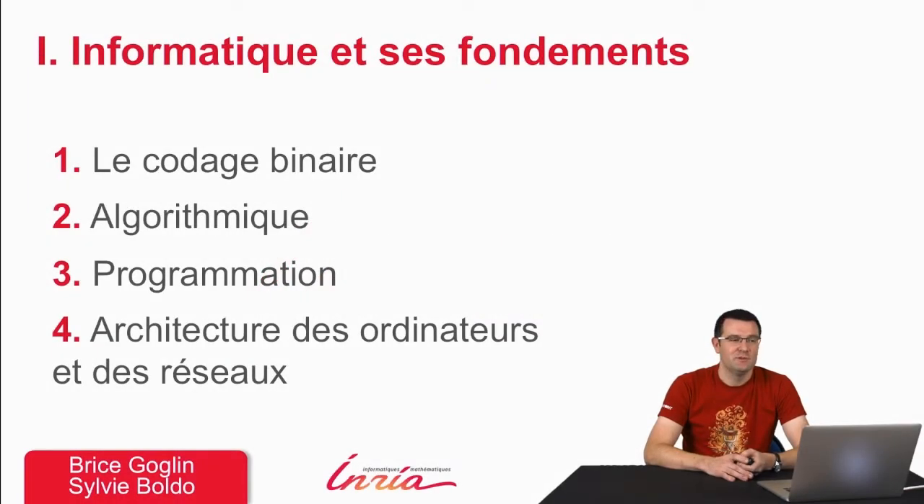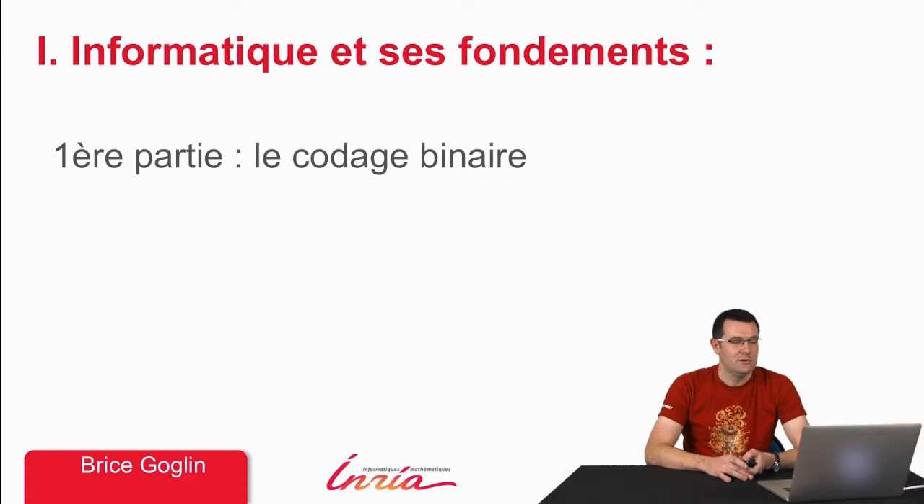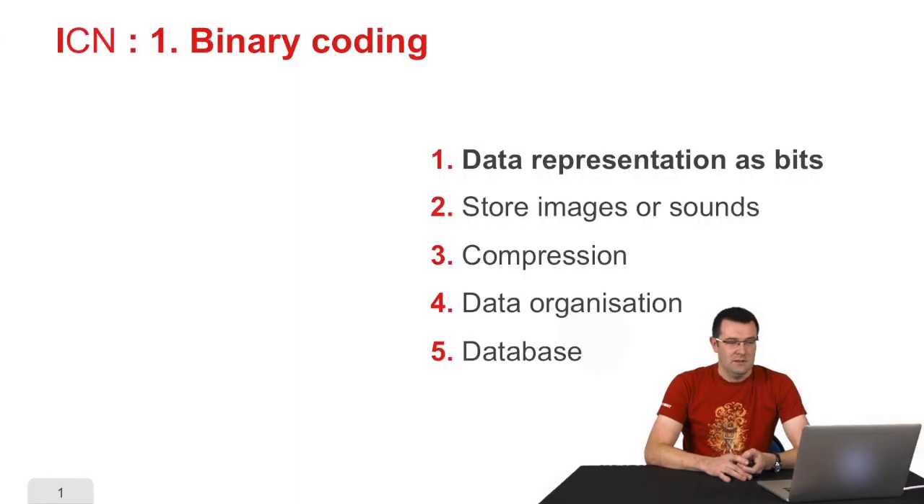Hello everyone, welcome to this course, Computer Sciences and its Foundations. This course will be divided in 4 sections. First, we'll talk about binary coding, then algorithmic, programming, and finally computer architecture and networks. So first, the binary coding section. In this section, we will have 4 parts.